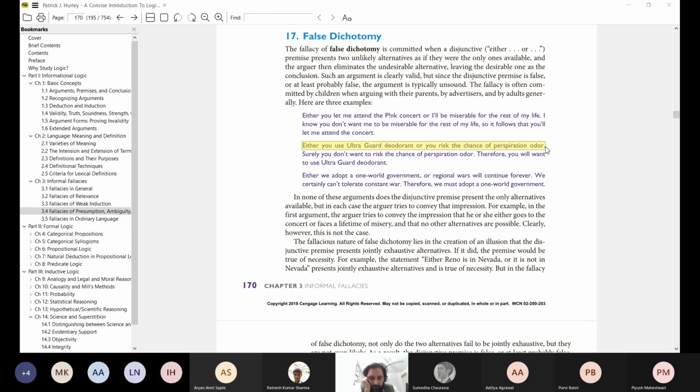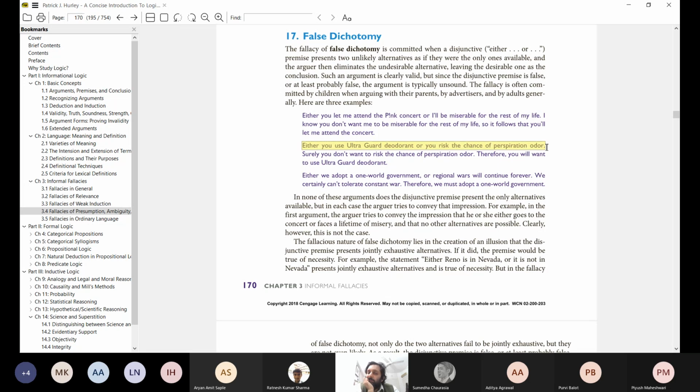Yeah, Aditya. I would say that because it says you risk the chance, it does not matter if it includes all or more deodorants or not, because you'll always risk a chance of odor with them. But I think the incorrect thing is that it implies that Ultra Guard deodorant will remove the chance of odor, which it will not.